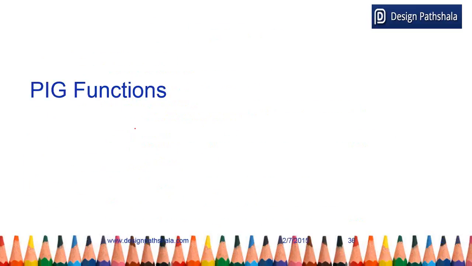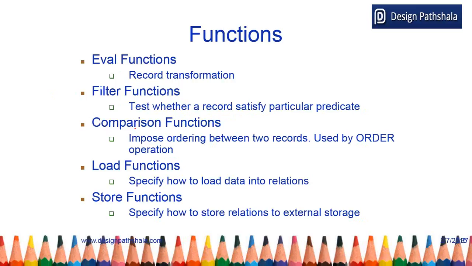Let's look into the different Pig functions, which we have looked into in the previous example, but let's look into them a little bit more in depth. These are the different functions you're looking at. Most of those functions you would have definitely heard in the previous example: the eval function, filter, comparison, load, store. Load is to load the data, store is to store the data, filter is to filter the data. We'll look into the other ones in some time.